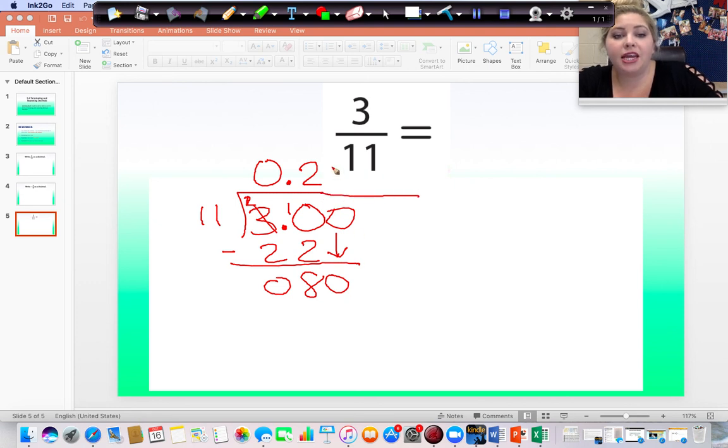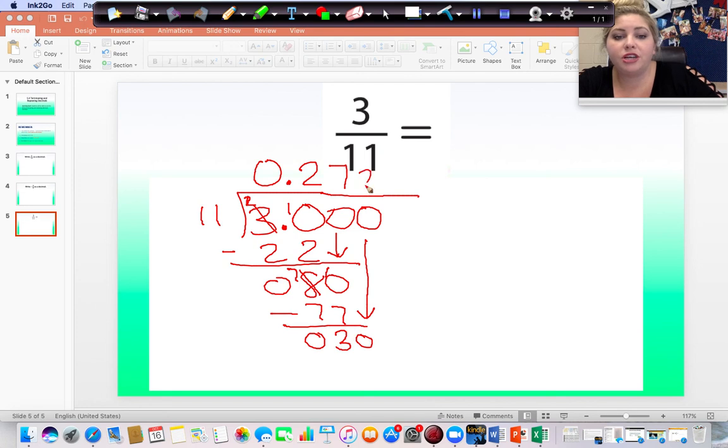Annex a 0 and bring it down. 11 goes into 80 7 times. 7 times 11 gives me 77. Subtract. 7 from 0 we cannot do, so we need to borrow. 10 minus 7 gives me 3. 7 minus 7 is 0.